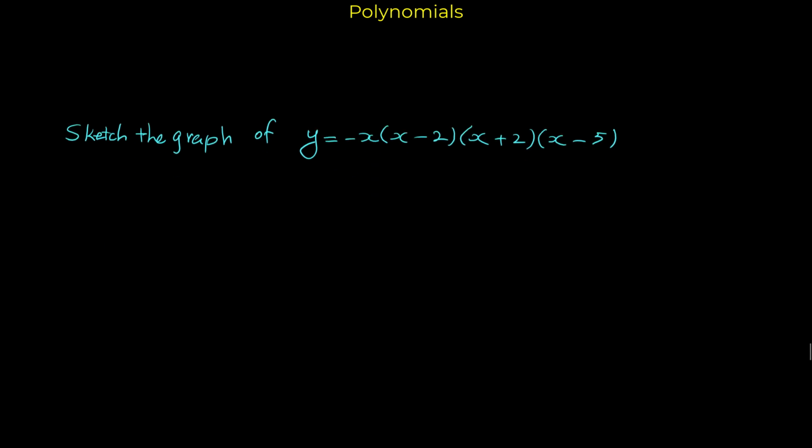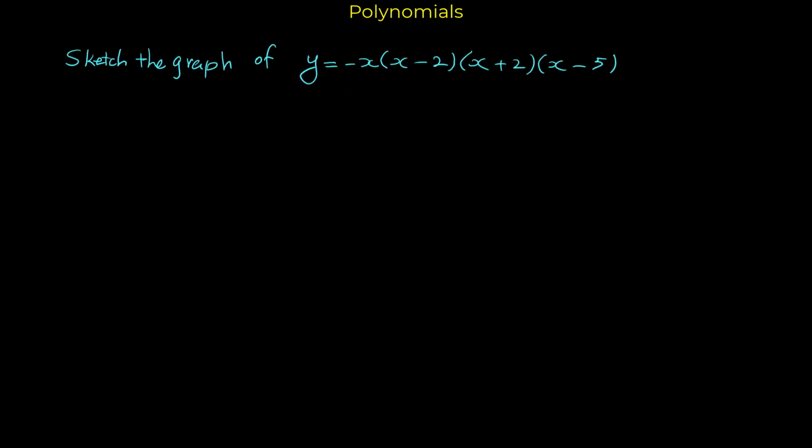Let's do another example. Here we want to sketch the graph of negative x times x minus 2 times x plus 2 times x minus 4. Immediately we have to figure out the degree of the polynomial. This polynomial is of degree 4. The leading coefficient, as you can see here, is negative.